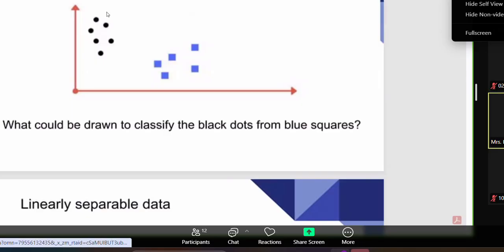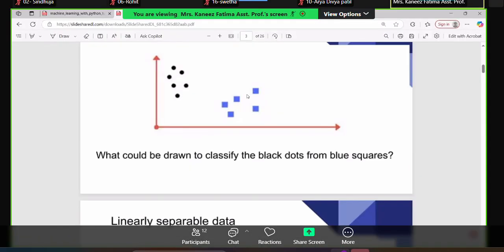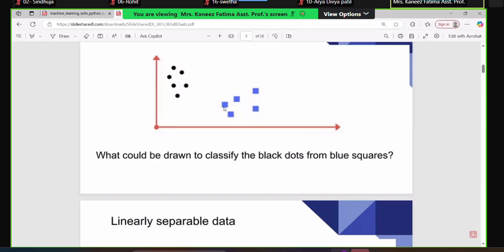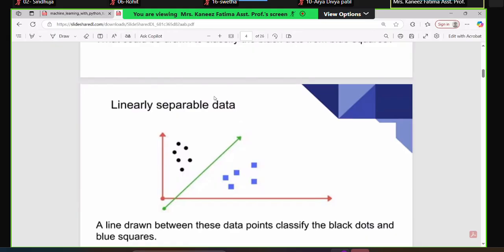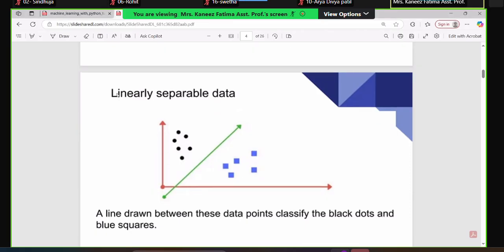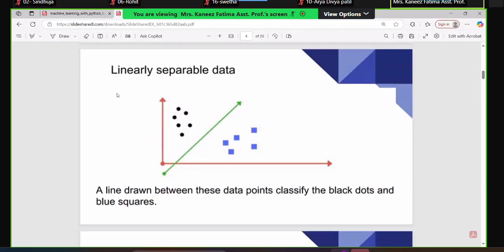So here in the simple graph, we have black dots and blue squares, categorized into two different categories, and we have to see how accurate the difference is between the two categories of data. The first category of SVM to be performed is called linearly separable data. What linearly separable data does is draw a line between these data points, classifying the black dots and the blue squares. That is, it will give a neutral point or a margin to give a classification between two different data sets. In this way, I'll separate the data.